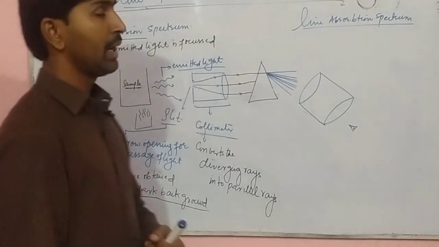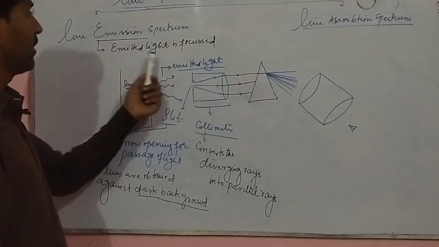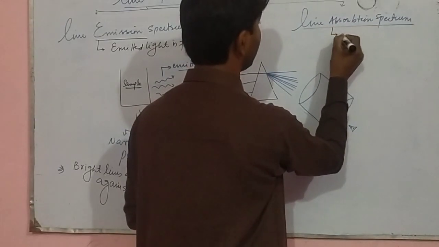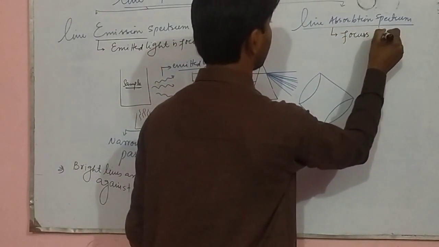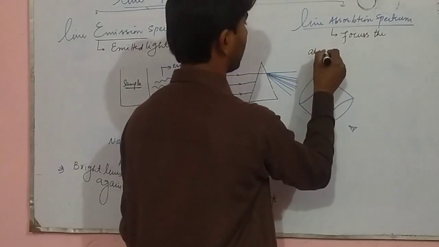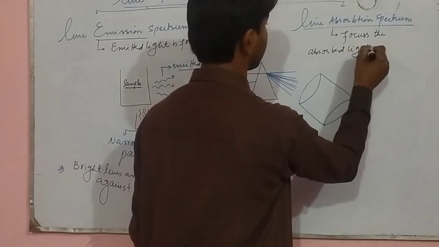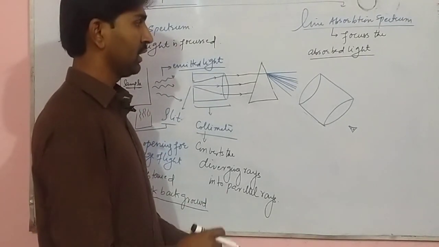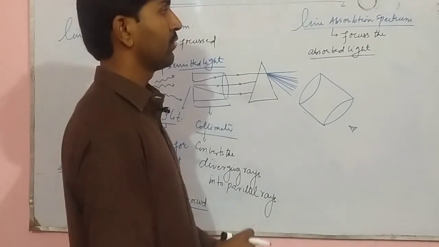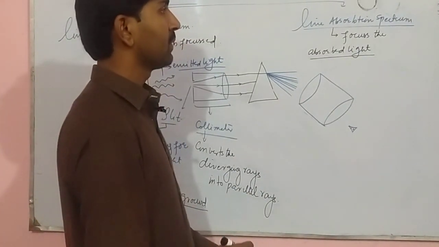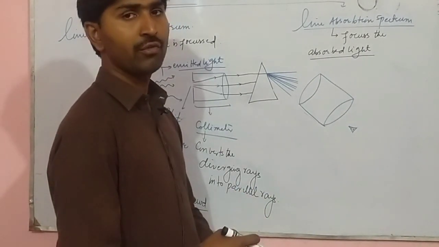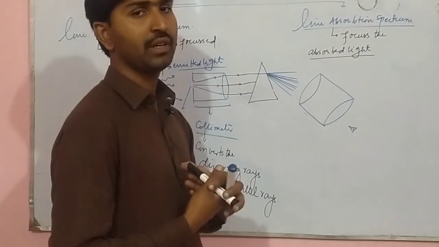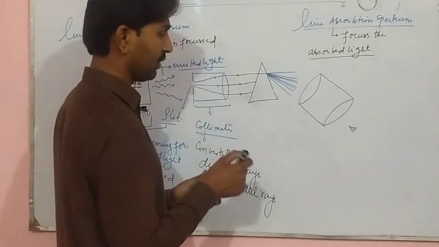After it, line absorption spectra. In line emission spectra, we focus the emitted light, while in line absorption spectrum, we focus the absorbed light. How will we focus the absorbed light? For that we take a sample whose spectrum we have to study, and we take a source of light which should be continuous. Let's say we have a continuous source of light.